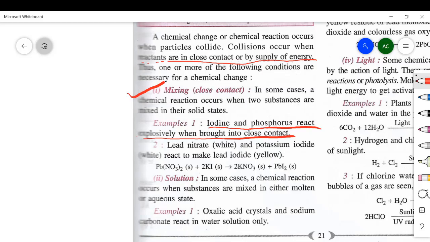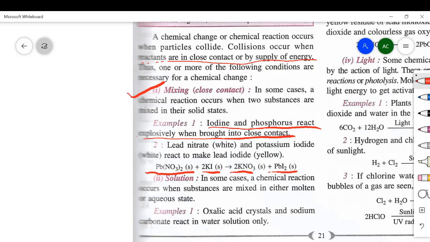Then comes the second example, which is lead nitrate and potassium iodide to make lead iodide. You can see this reaction. Lead nitrate in solid state is mixed with potassium iodide in solid state to give potassium nitrate and lead iodide, which is yellow in color. So just bringing them together makes this reaction happen.